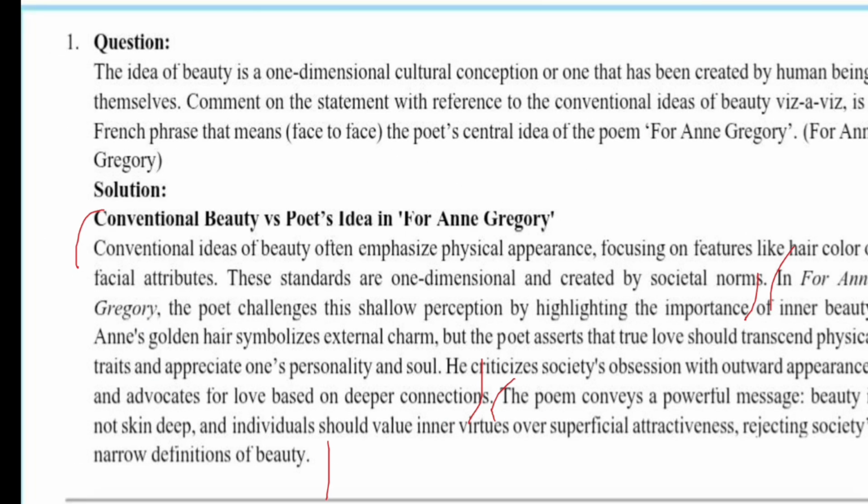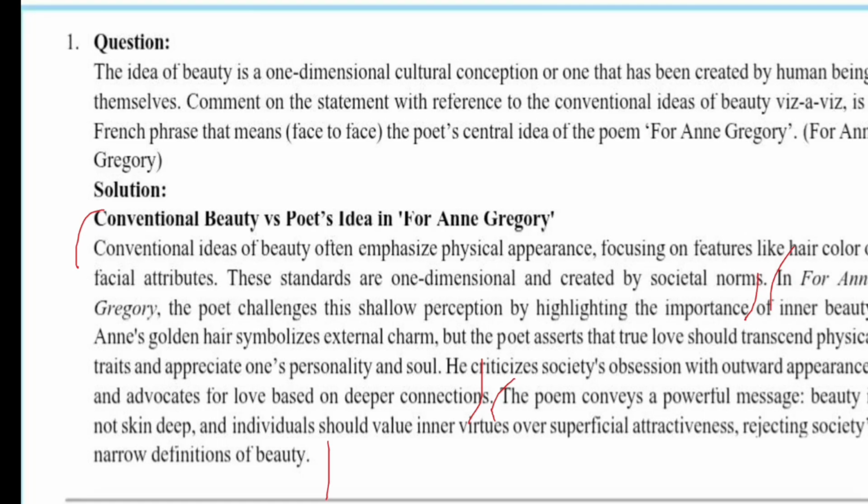Now, one more thing, you have to highlight the important keywords also, so do not forget to highlight the important keywords, right? Now, the idea of beauty is one of the dimensional cultural concepts created by human beings themselves. Comment on the reference. So we have to write about the poem by Gregory only. The conventional ideas, basically you have to write a comparison. You have to compare inner beauty and outward beauty.